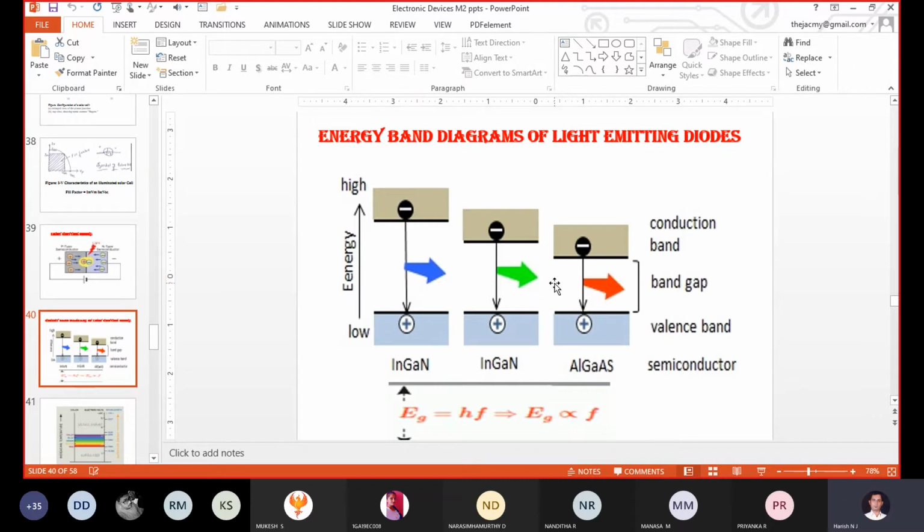So if you choose a material in such a way that it has a higher energy gap, you can get different types of light, different colors, correct? Just check it out here. This is aluminum gallium arsenide, and indium gallium nitride. These have different energy gaps.